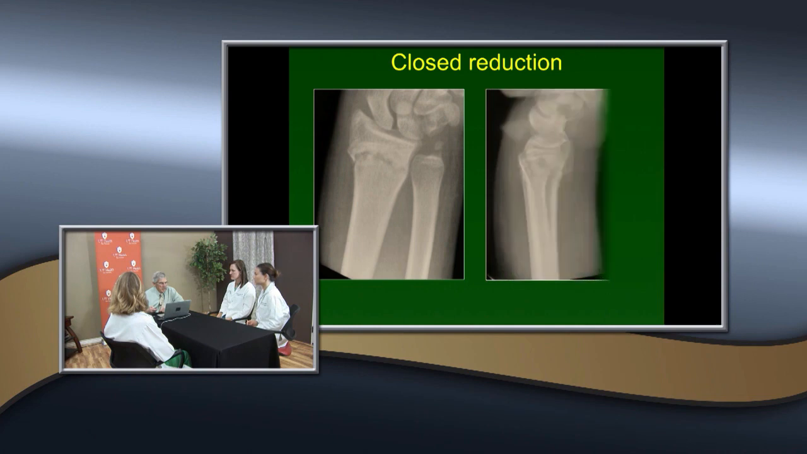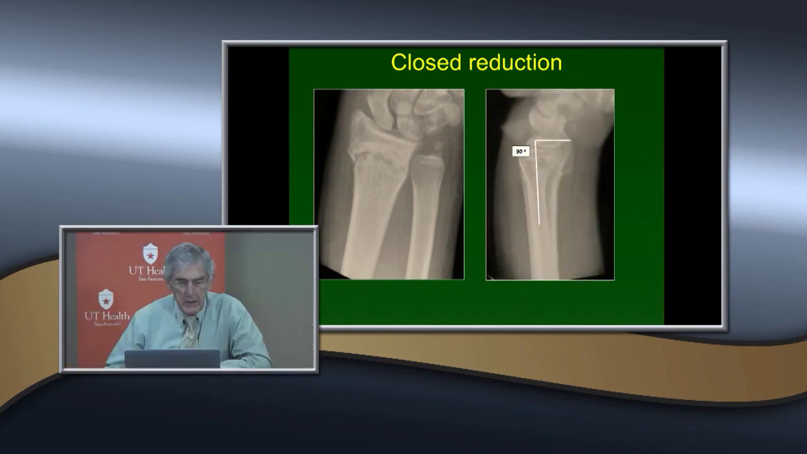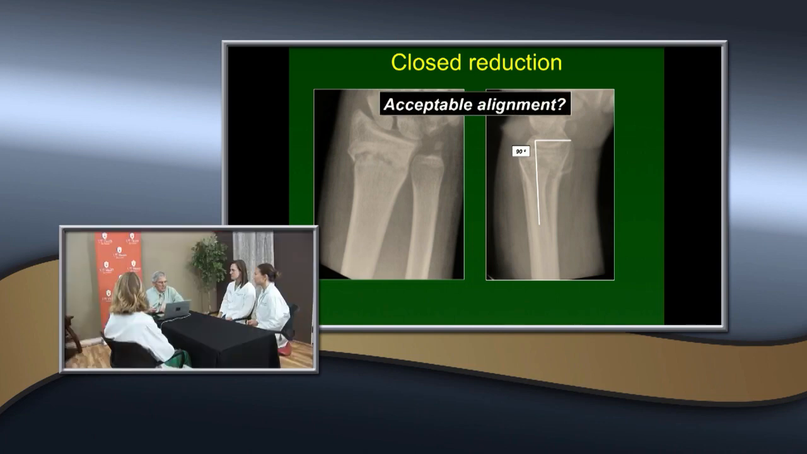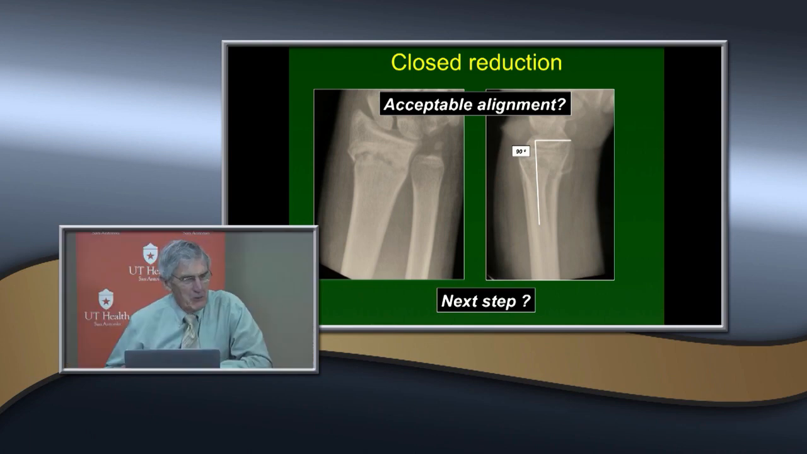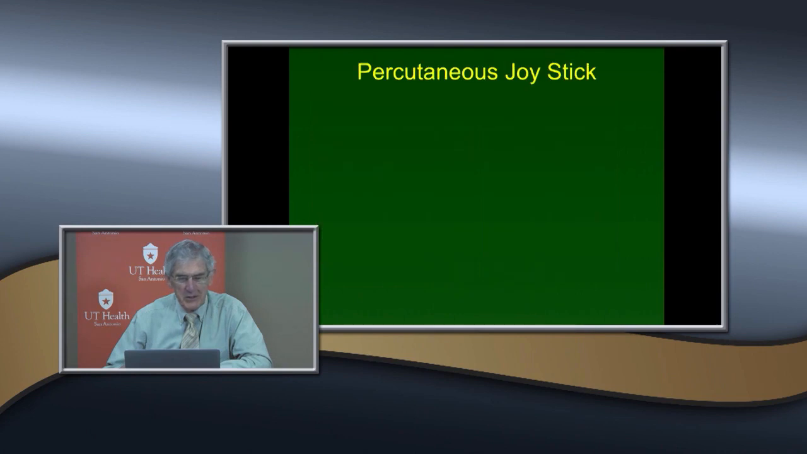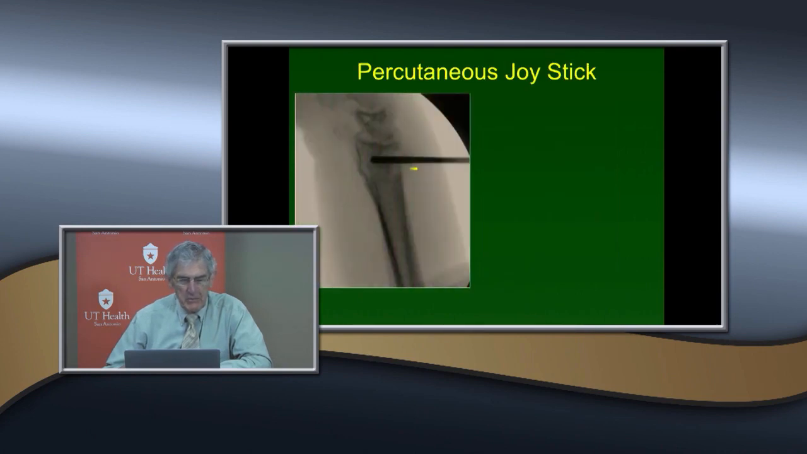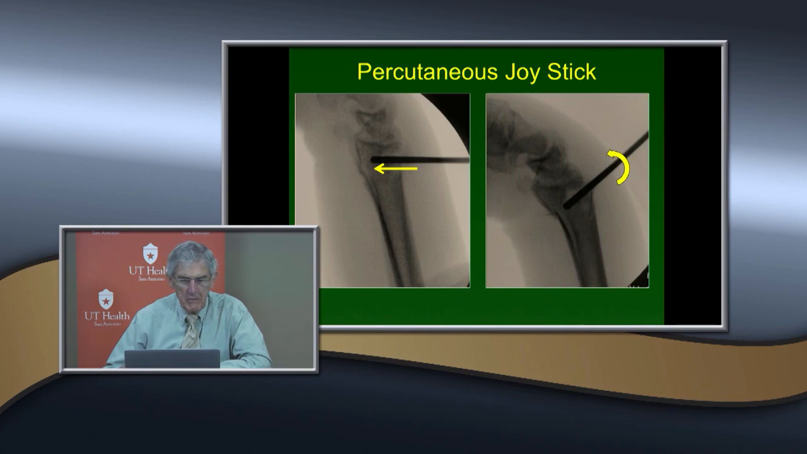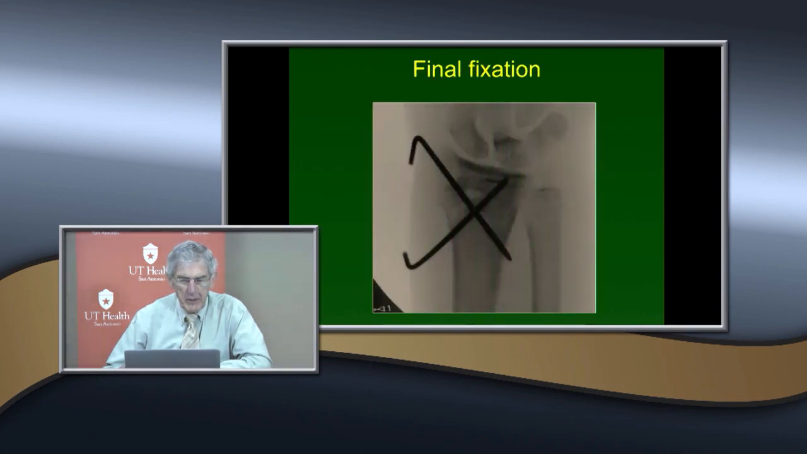So you did a closed reduction in the emergency room, and it's at 90 degrees. Can you still accept that? I think 90, yeah, maybe, but you'd like to make it perfect because this patient's good in sports, or she's going to be a piano player or a violin player, and she really needs to have a good wrist. So you can do this with a joystick, very minimally, reduce it, and now you've got it back to the position. And then since it's got a lot of dorsal comminution, you probably ought to stabilize it with some pins.